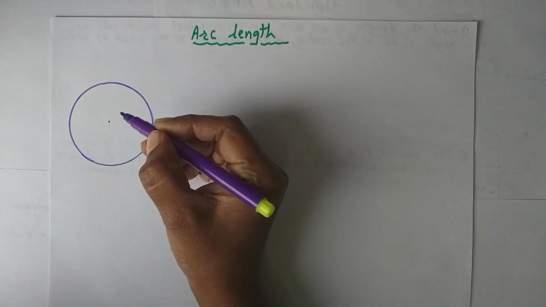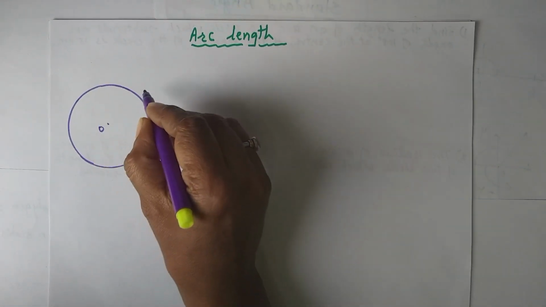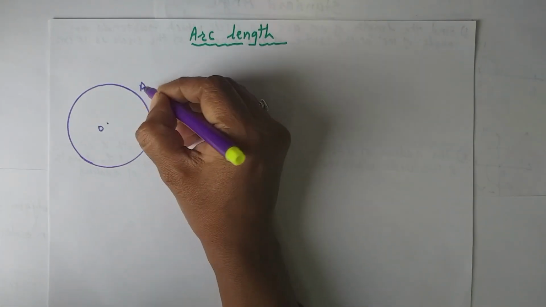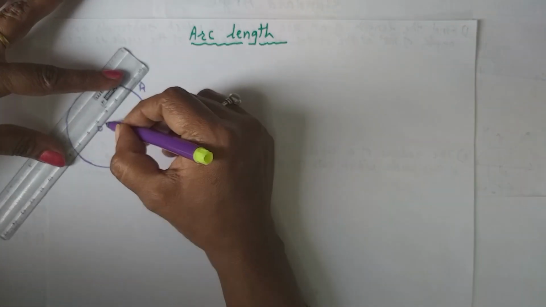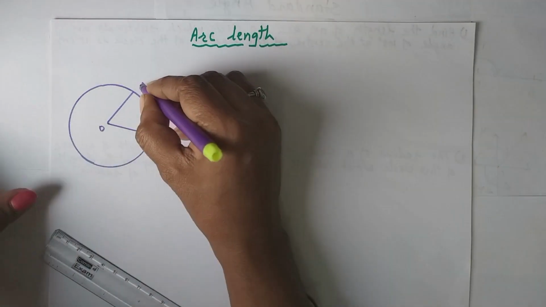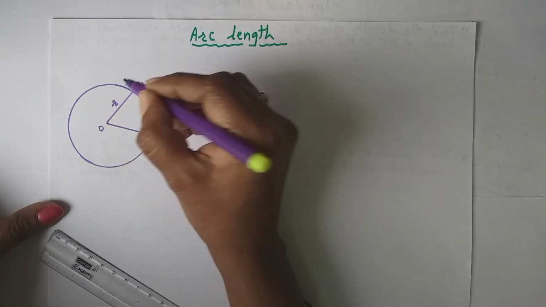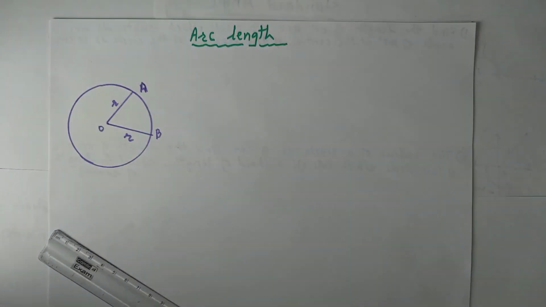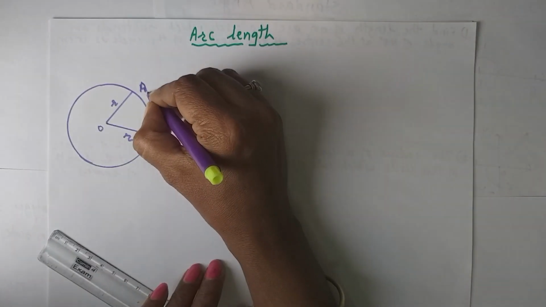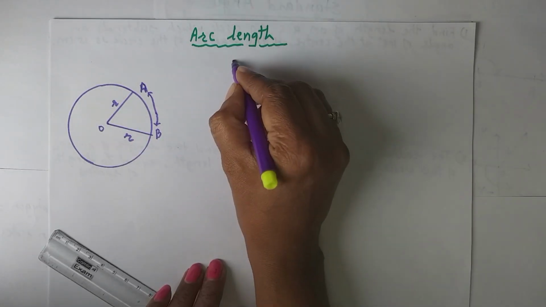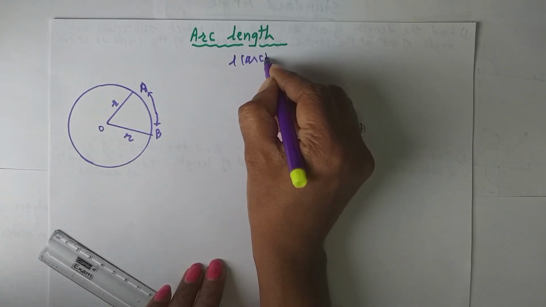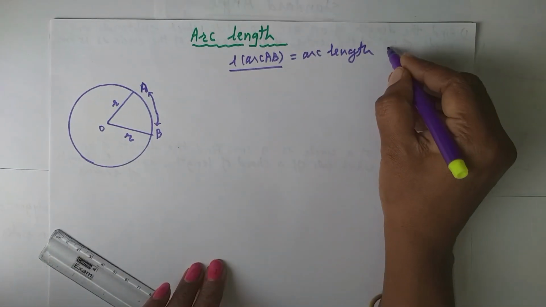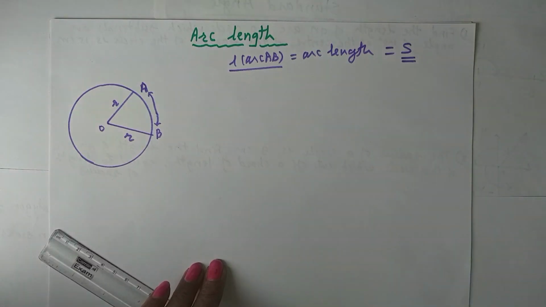Consider this circle. Now, if O is the center and A and B are any two points on this circle, I will join these points here. See. Now, what is meant by arc length here? This OA is the radius. If r is the radius of the circle, then OA and OB are radii of the circle. And arc length means this distance. This is called the length of arc AB. This is arc length, and this is generally denoted by capital S.